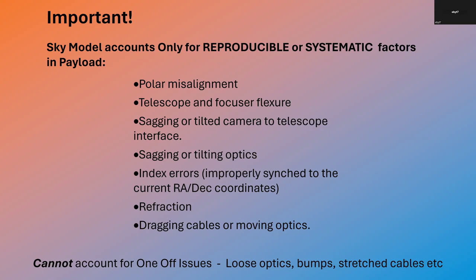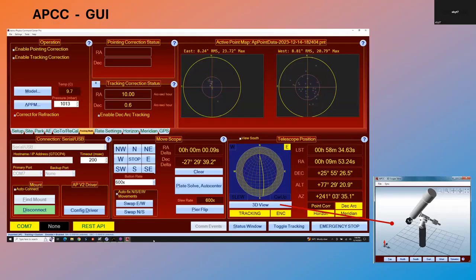But a model cannot account for what I call one-off issues, things that happen one time, bumps and wind blowing or some such thing happening where it's not a reproducible phenomenon. This is the graphical user interface of APCC.